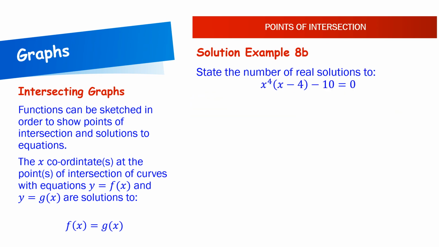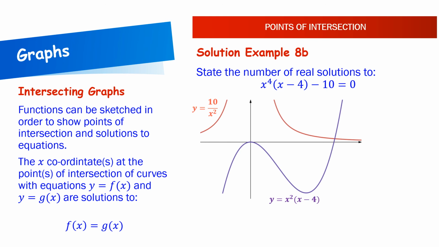Now let's solve example 8b. This will be linked to part A. We are required to state the number of real solutions to x to the 4 times x minus 4 minus 10 equals 0. In part A, we produced this sketch. Notice that there is one intersection point of the two graphs.